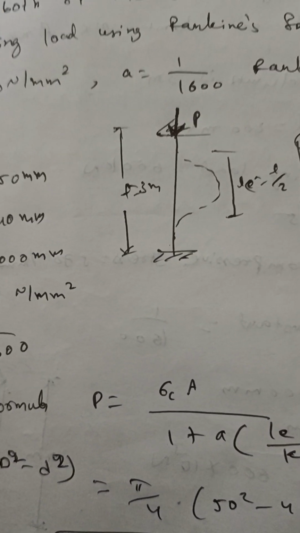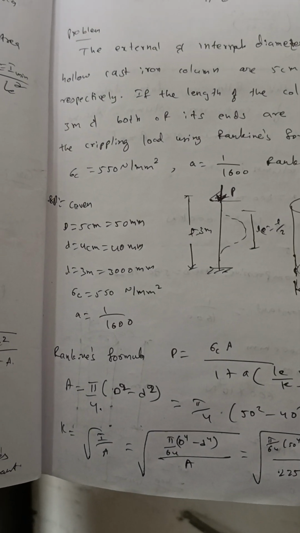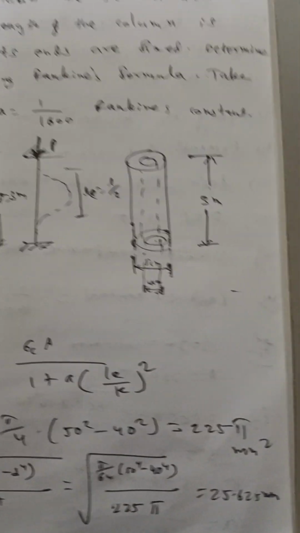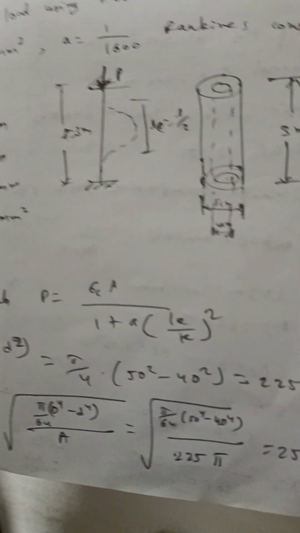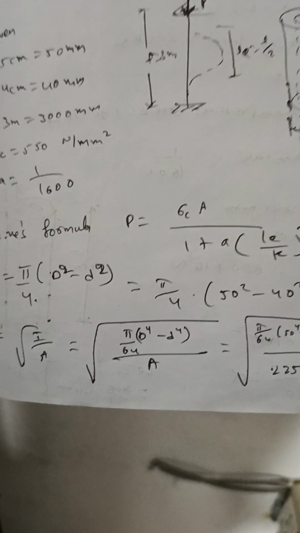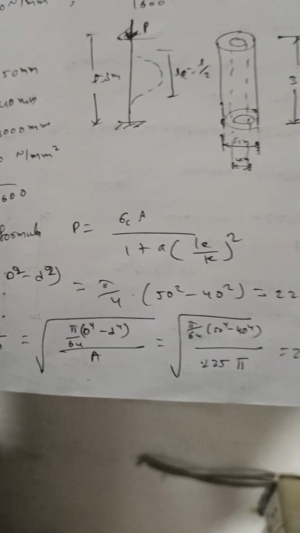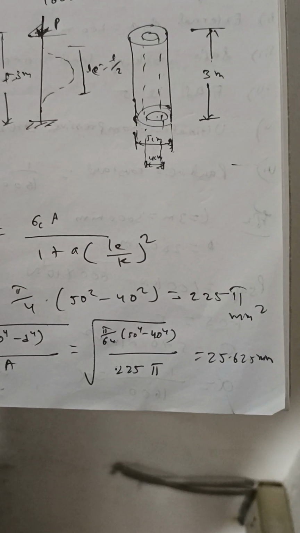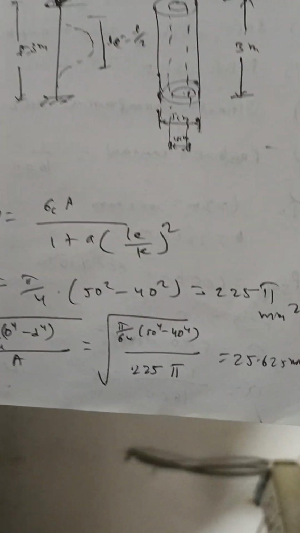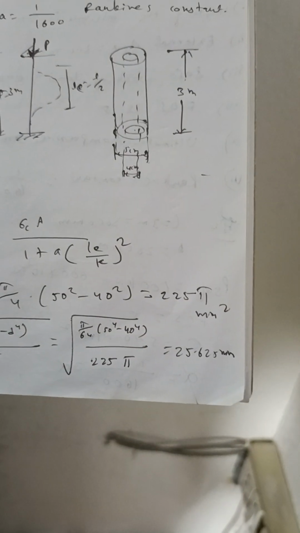But here what is A? A is the area. What is the formula for the area of a hollow circular section? Pi by 4 into (capital D squared minus small d squared). From here we can calculate the area as 225 pi mm squared. Now what is K here? K is the square root of I by A, so I is pi by 64 into (D to the power 4 minus d to the power 4), divided by A. Already we have calculated A as 225 pi, so substitute the values here. Finally you will get K as 25.625.